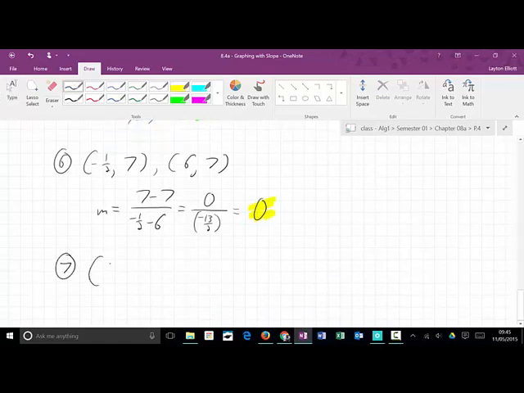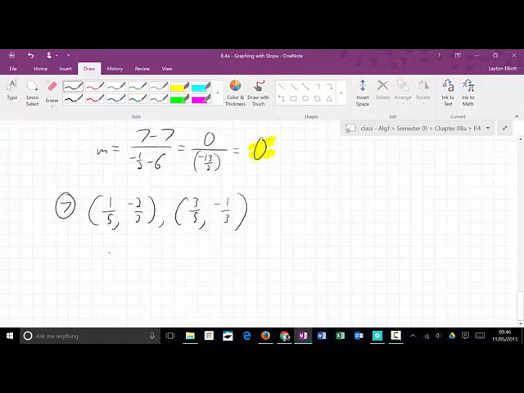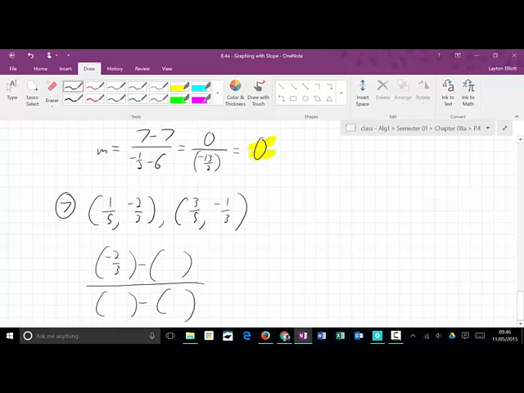We can also give you some fractions in these. If I say the ordered pair (1/5, negative 2/3) and (3/5, negative 1/3), and I want to calculate a slope of those two, I still have to set up my change in y over change in x. So I'm going to do it like I did before, where I do parentheses minus parentheses over parentheses minus parentheses, and just fill these in. Negative 2/3, 1/5, negative 1/3, and 3/5.